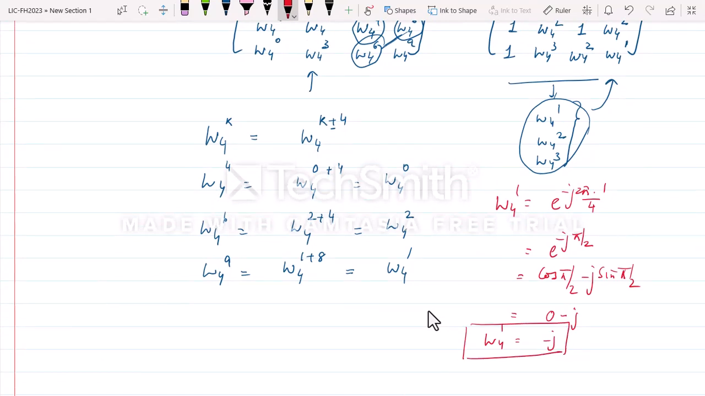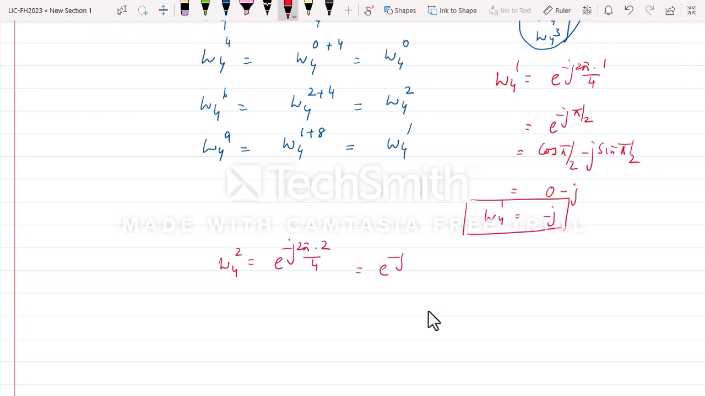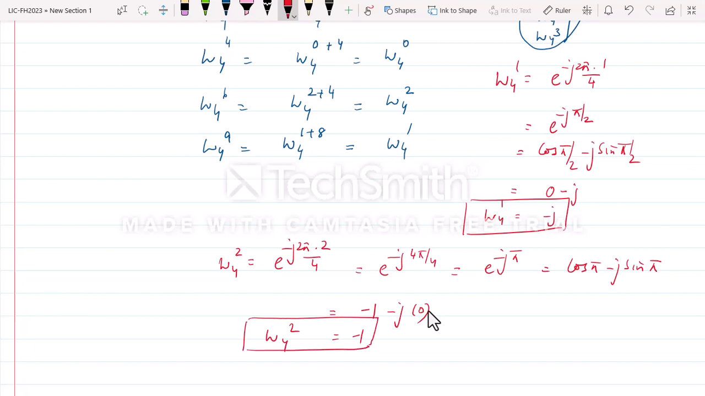Now we have to find W4 2. W4 1 is minus j. Now what is W4 2? W4 2 is e raised to minus j 2 pi into 2 by 4. It is nothing but e raised to minus j 4 pi by 4, which is e raised to minus j pi. That is nothing but cos pi minus j sin pi. And cos pi is minus 1 and sin pi is 0. The answer is minus 1. So W4 2 is minus 1. This is the second value.